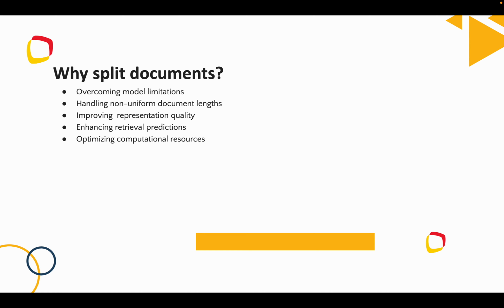Improving representation quality, which means that once the document chunking is done, then we will do the embedding, right? If the document is too big, it is very difficult to do the embedding, and it will also impact the quality of the output. So by making it small, it will give more representation quality.